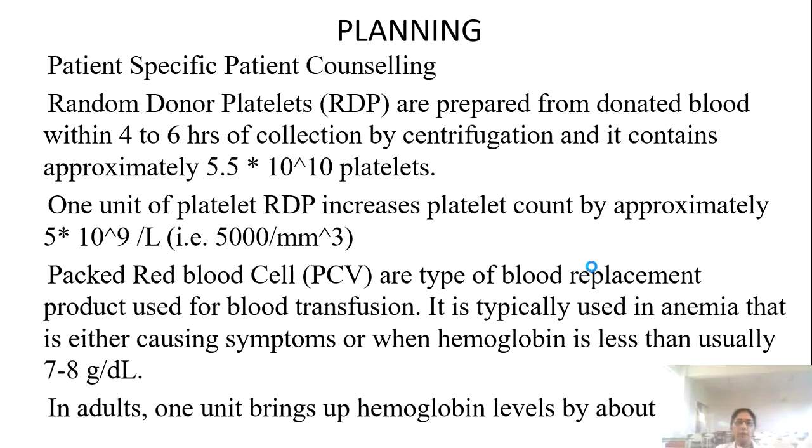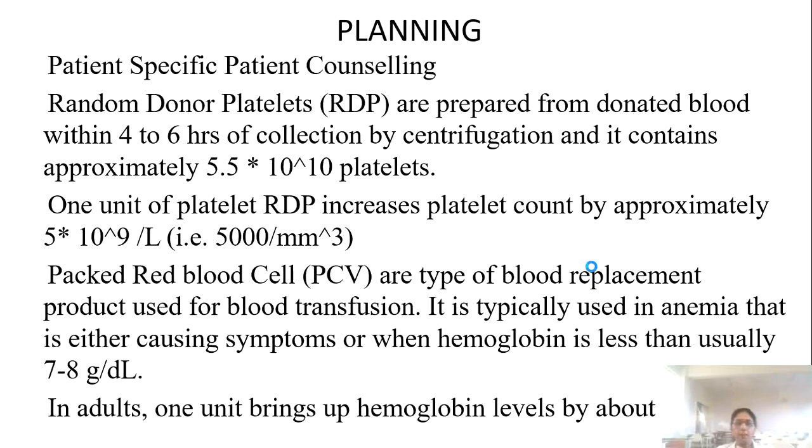Random donor platelets are prepared from donated blood within 4 to 6 hours of collection by centrifugation, and contain approximately 5.5 x 10^10 platelets. So 1 unit of platelets, RDP, increases platelet count by approximately 5 x 10^9 per liter, that is 5000 per cubic mm.